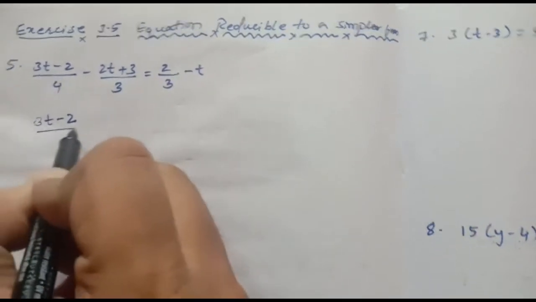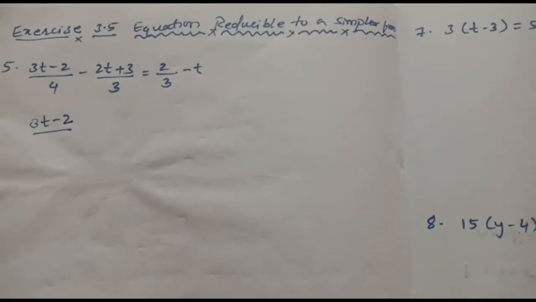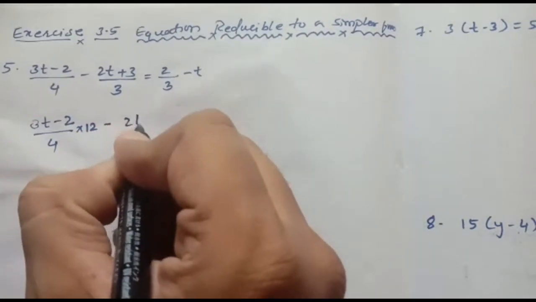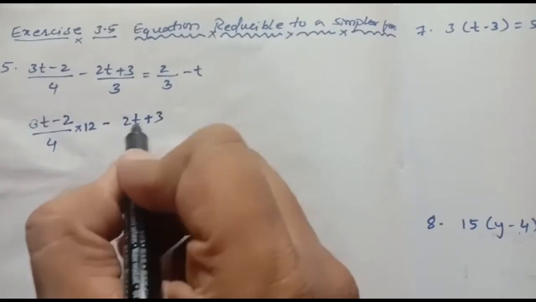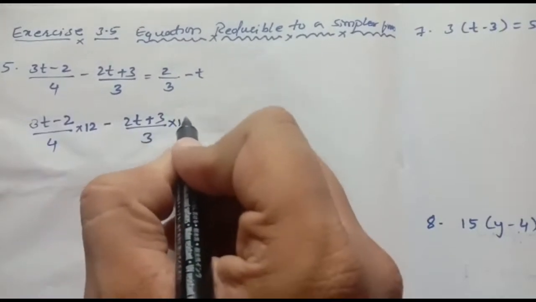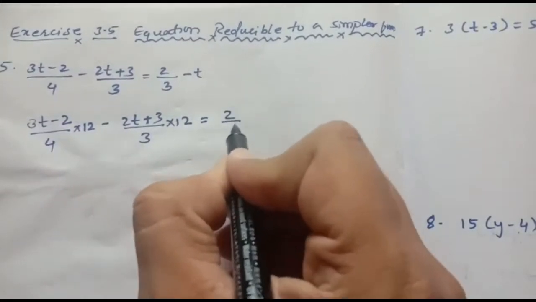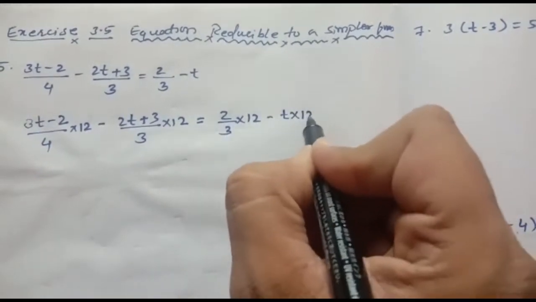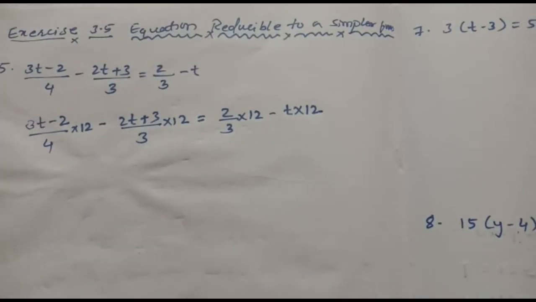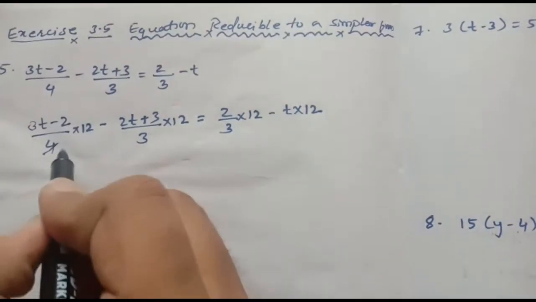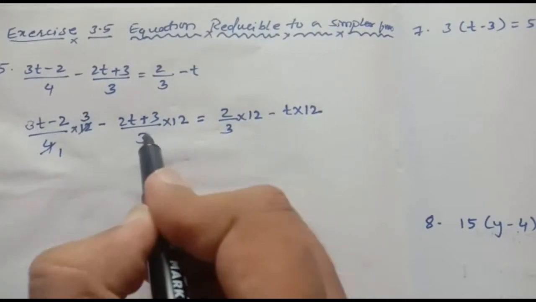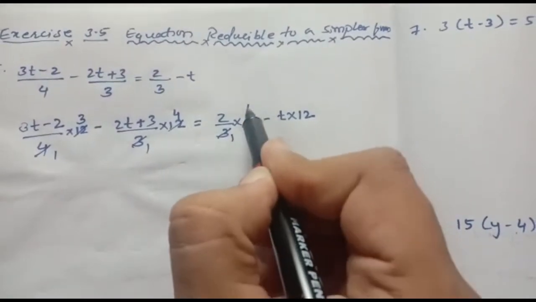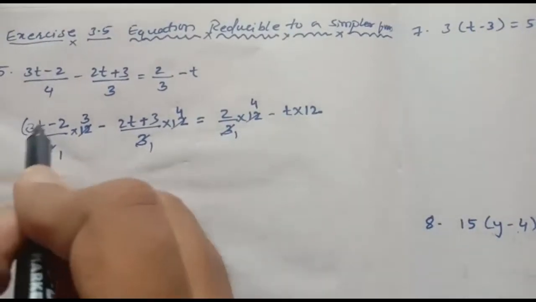3t minus 2 divided by 4 into 12 minus 2t plus 3 divided by 3 into 12 is equal to 2 by 3 into 12 minus t into 12. Now 4 ones are 4, 3 threes are 3, 1s are 3, 4s are 12. I'll put this in the bracket.